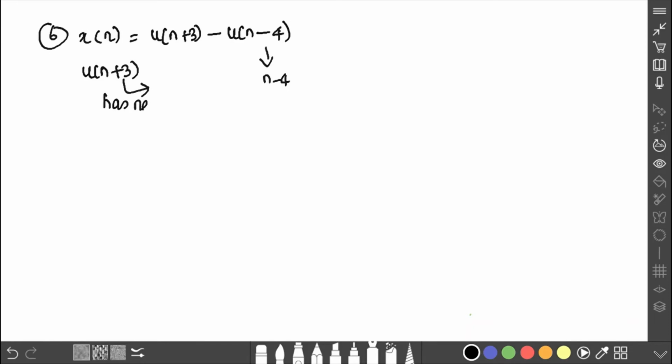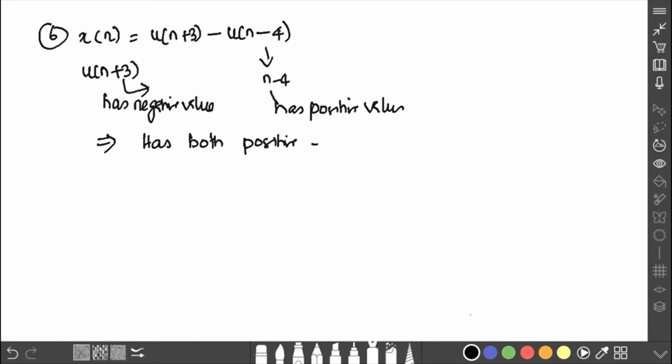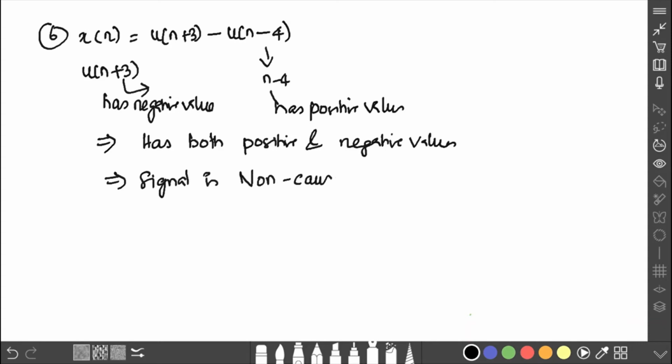explanations or examples, whether it has values at the negative side or towards positive values. So it has both positive and negative values. So for 2 marks you could write only this. Since it has both positive and negative values, the signal is said to be non-causal, because it should have only the 0 value for the given condition of t or n less than 0.